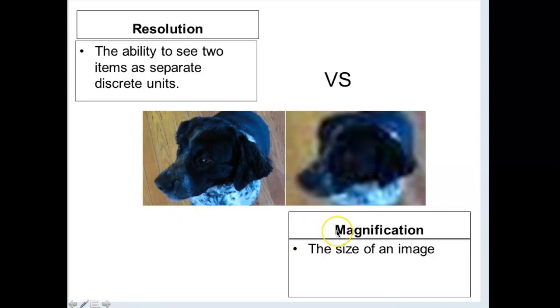And magnification just means the size of the image, right? So you can see that in these two pictures of a dog, the resolution is very clear here. So this has good resolution, this has bad resolution, even though the magnification is the same.